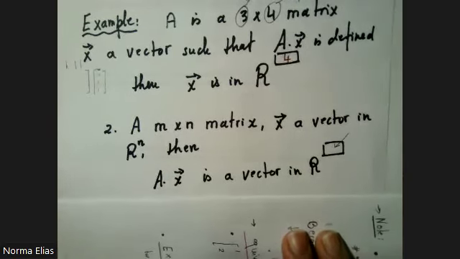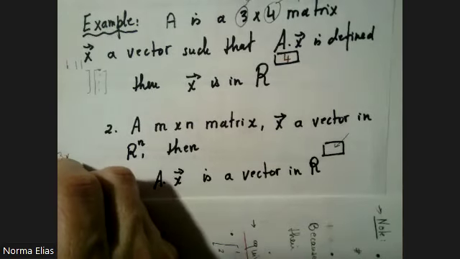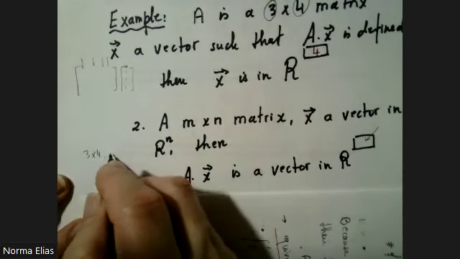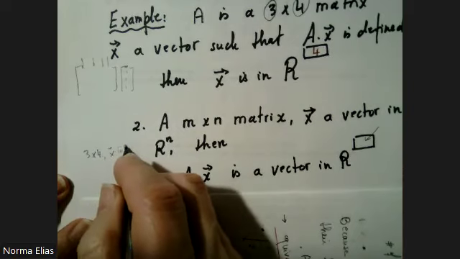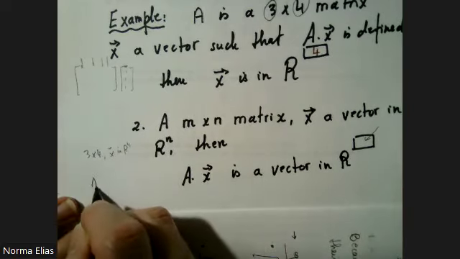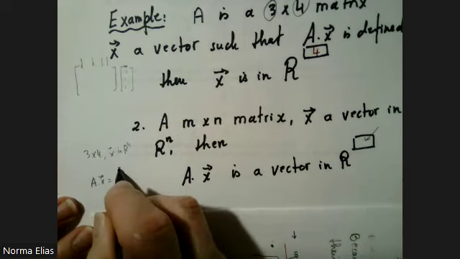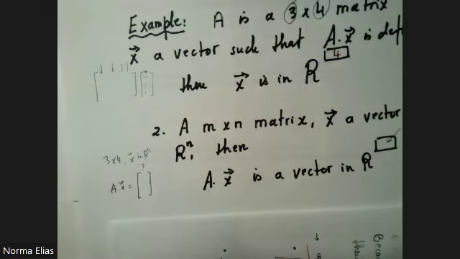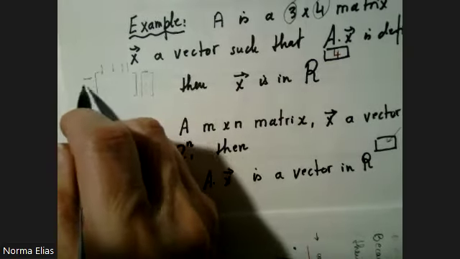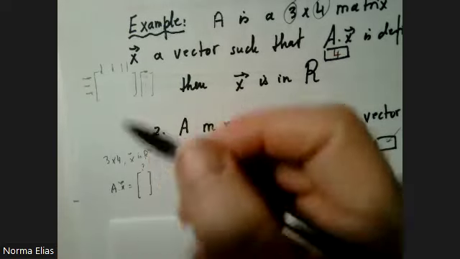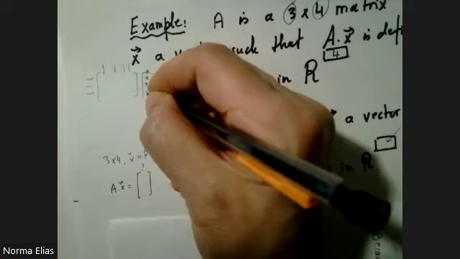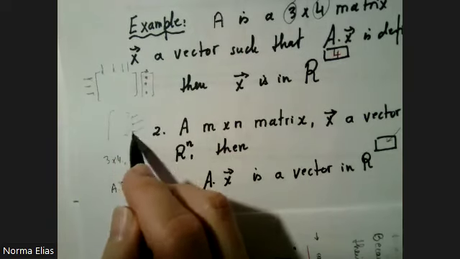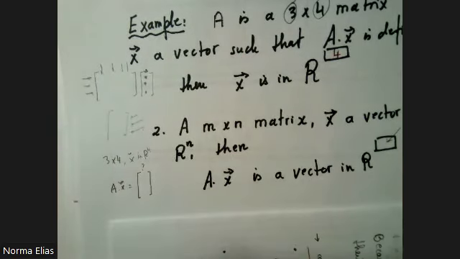On the side, suppose A is 3 by 4, and X is in R4. Then A times X, how many entries is it going to have? This is A, with 3 rows and 4 columns, and X has 1, 2, 3, 4 entries. I multiply them and I'm going to get something. How many entries am I going to have? Think about it a little bit so we can generalize it.